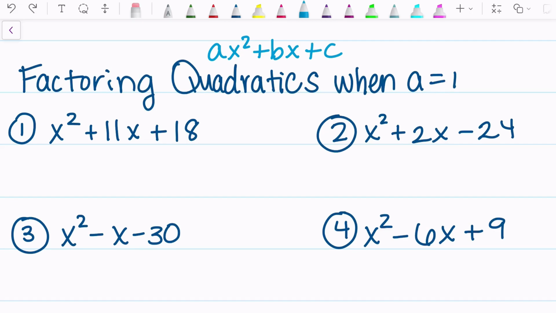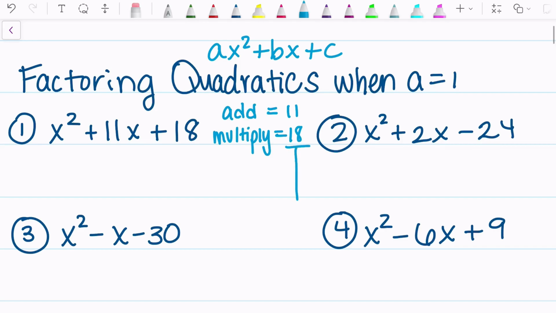When this is the case, we want to figure out what will multiply to equal 18 and what adds to equal 11. So we want it to multiply to be c, we want it to add to equal 11. This is also called product sum.